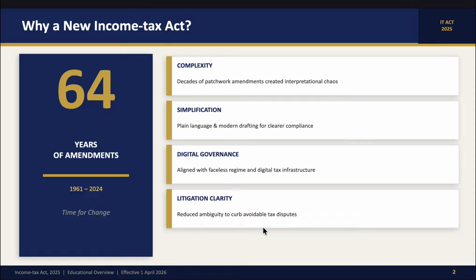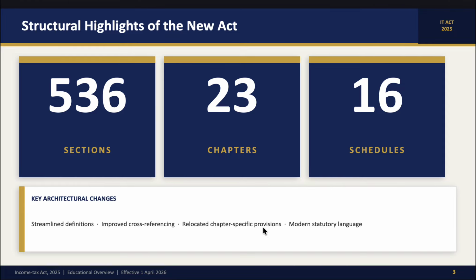So, structural highlights we're going to talk about. This is our first video on the new act, and there is a series of videos which is going to come, where we're going to learn, unlearn the old, and relearn new learnings. Here, the new act contains 536 sections. The old act, that means the 1961 act, had around 819 sections. Now the new act has 536 sections. They haven't changed anything, only the redundant sections, the sections which were not applicable or whose times have passed, have been deleted, to make the law simpler and more concise.